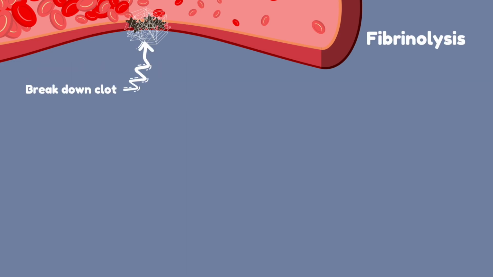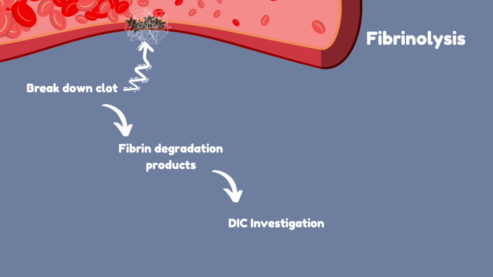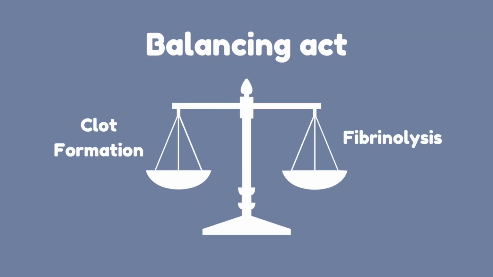As soon as this occurs, the body starts initiating mechanisms to break down the clot, to control size and ensure it dissolves once the vessel heals. This is called fibrinolysis. This releases fibrin degradation products that aid investigation in DIC. The body constantly balances these two mechanisms to maintain hemostasis.